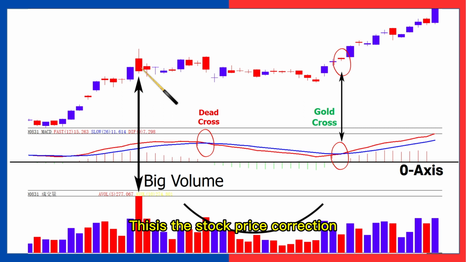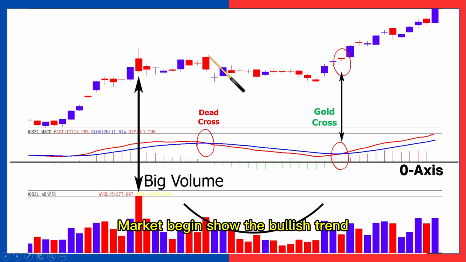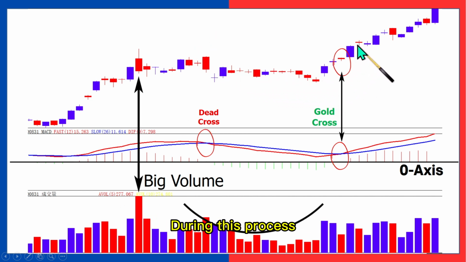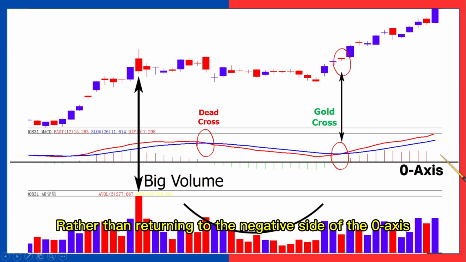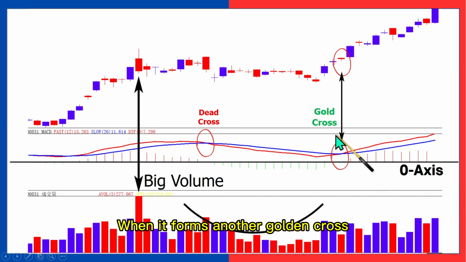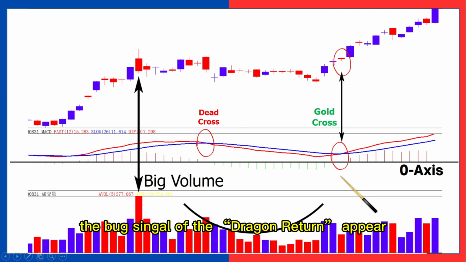Now the second: this is the stock price correction, which must be a weaker stage. Afterward, the market begins to show the bullish trend. During this process, the MACD indicator clearly shows that it is vibrating above the zero axis, rather than returning to the negative side of the zero axis. When it forms another golden cross, the buy signal of the Dragon Return appears.